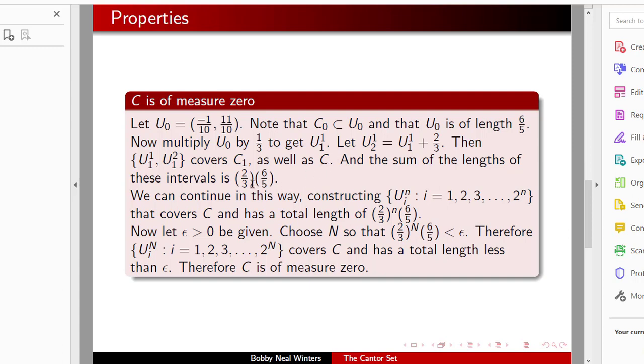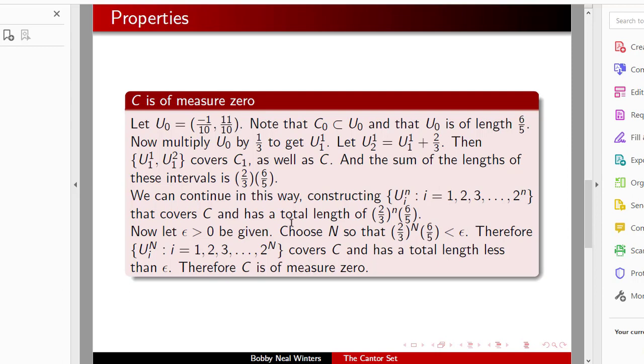And the sum of the lengths of these intervals is 2/3 times 6/5. We can continue this way, constructing a set of open intervals U_iN, where i equals 1 to 2 to the n, that covers C and has a total length of (2/3) to the nth power times 6/5. Okay. Now let epsilon greater than 0 be given. Choose N so that (2/3) to the capital N times 6/5 is less than epsilon. Therefore, that set of open intervals covers C. It has a total length less than epsilon. Therefore, C is of measure 0. Okay, so the measure 0 thing is taken care of.